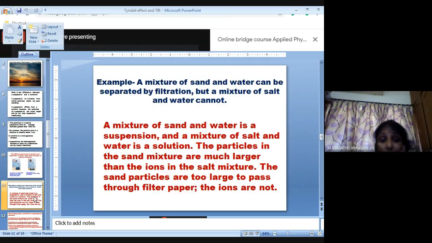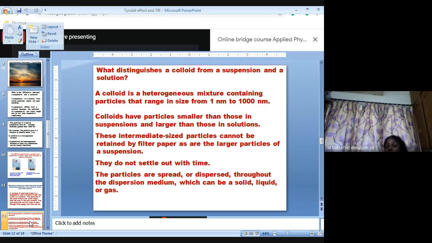Another example: a mixture of sand and water can be separated by filtration, but a mixture of salt and water cannot. A mixture of sand and water is a suspension, and a mixture of salt and water is a solution. The particles in the sand mixture are much larger than the ions in the salt mixture, the sodium chloride ions. The sand particles are too large to pass through the filter paper, the ions are not. This is another example. So now we know suspension and solution.